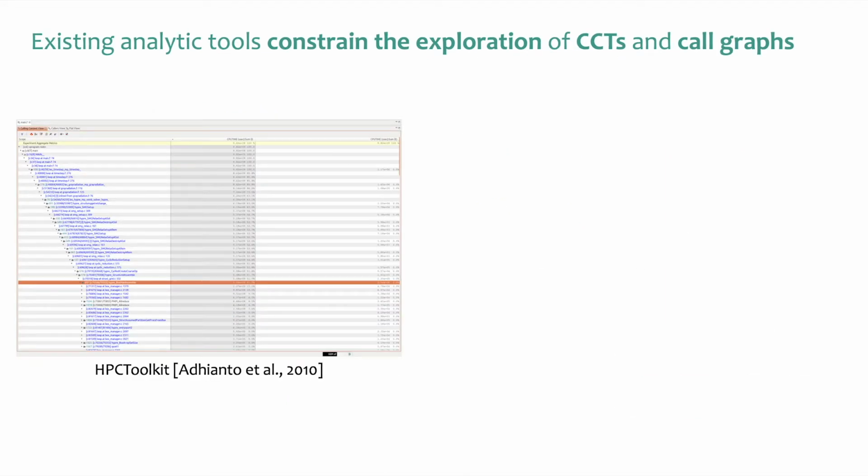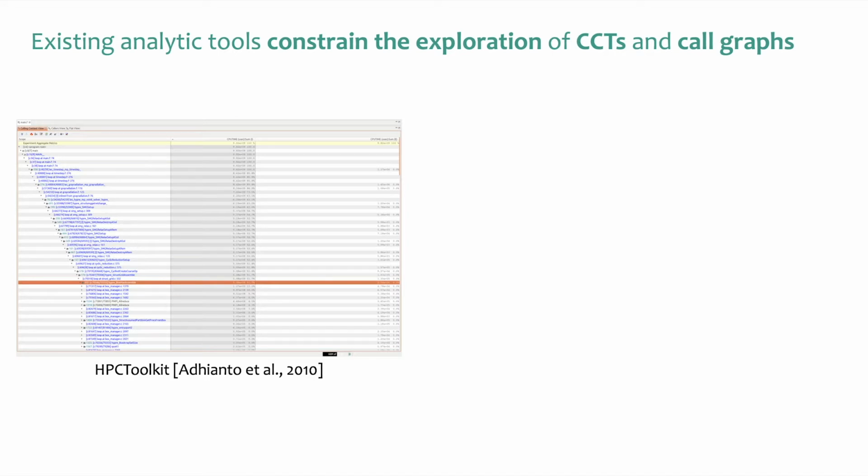A majority of existing tools generate CCTs for the whole application, like HPC Toolkit. These include the call sites of the libraries it depends on. However, typically, only a small fraction of these nodes in a CCT are of interest. But such nodes are usually buried deep in the tree, and identifying them could be challenging.